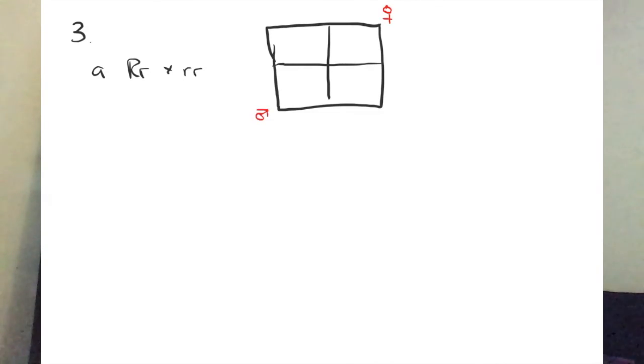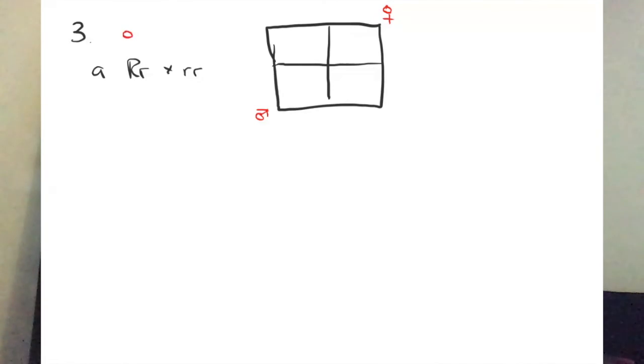It doesn't really matter which is which in this case because this isn't a sex-linked gene, and it's just one that's pretty easy to figure out one way or another. I just like to split mine so that I do female on top and male on the side, or vice versa, just so I know what I'm doing.